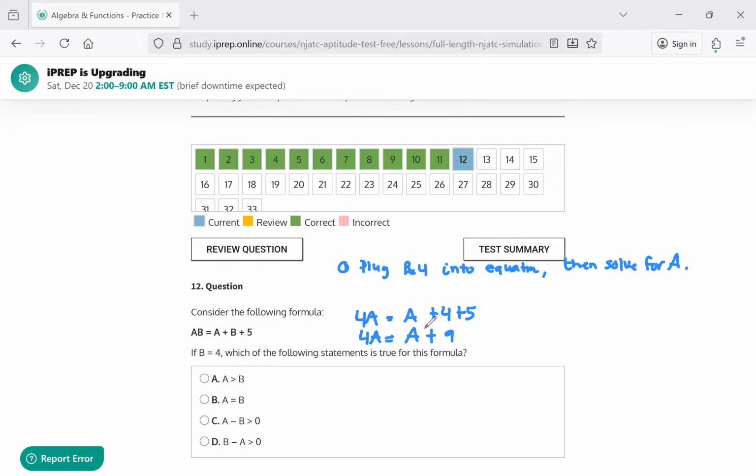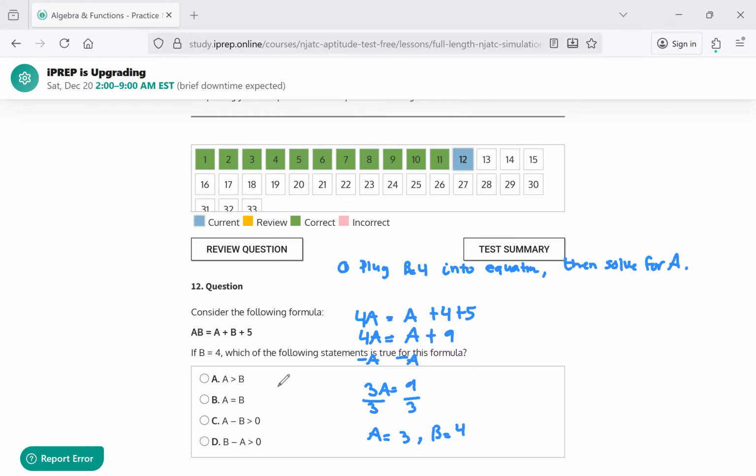And then what you want to do is solve for A. So let's get all the A's on one side. I'm going to subtract A, subtract 1A, and I get 3A equals 9. And then I'm going to divide this by 3 because I want to solve for A. So A is going to be 3. Okay, so if A equals 3 and B equals 4, let's plug it back into each statement. Now we know that A is 3 and B is 4.